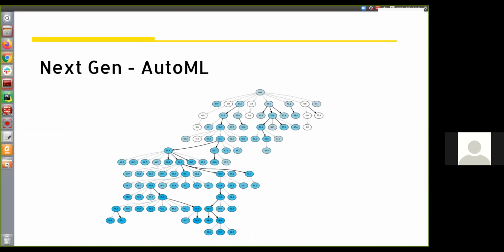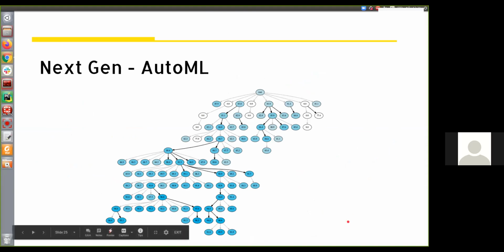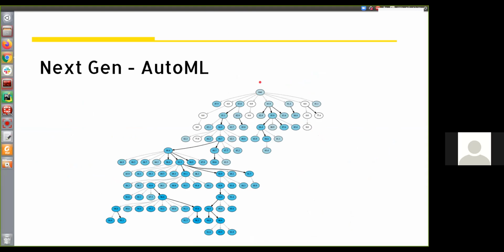So let me zoom in on this graph here just to illustrate what I mean. This is an output of a genetic algorithm that we conducted. Each node or leaf in this tree, so each ellipse, is a distinct model. And the number inside, which I don't know if you can see clearly, and the color represent the accuracy of the model. So the higher the better, and the darker the better.